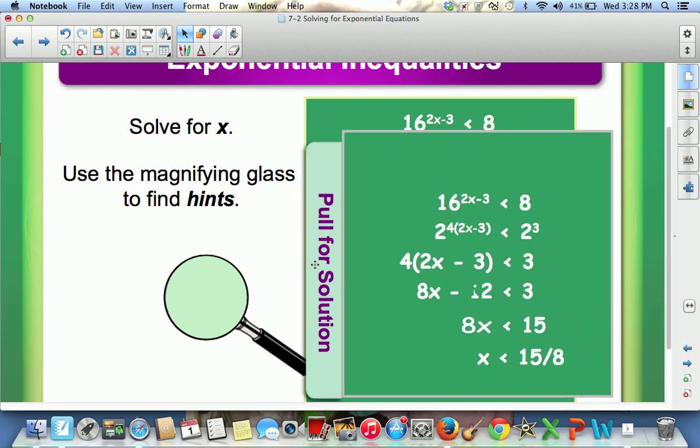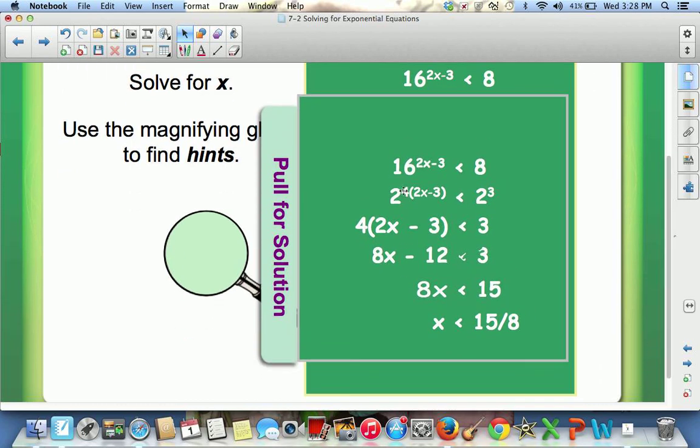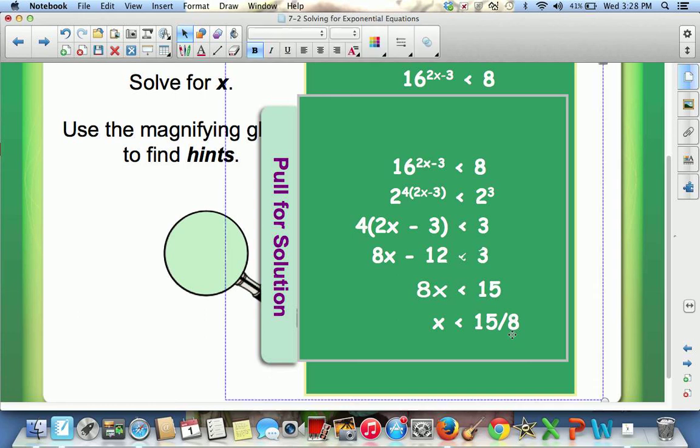All right, so our solution steps are as follows. We have 2 to the 4th and 2 to the 3rd, so we have the same bases. Now we're going to set the exponents equal to each other. So we have 4 times 2x minus 3 is less than 3. Then we have 8x minus 12 is less than 3. We add 12 to both sides, and we get 8x is less than 15. Then we get x is less than 15 over 8. It should work out to be less than 8 when you plug it back in, which it is.